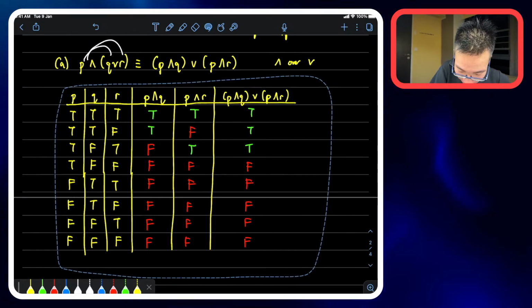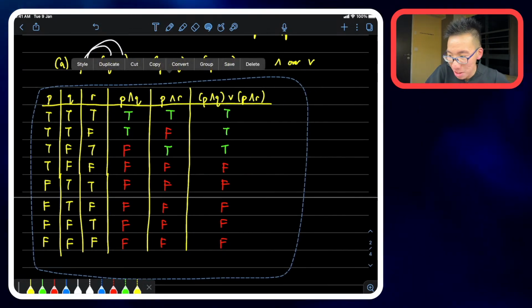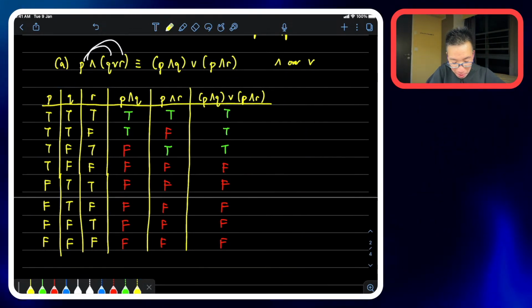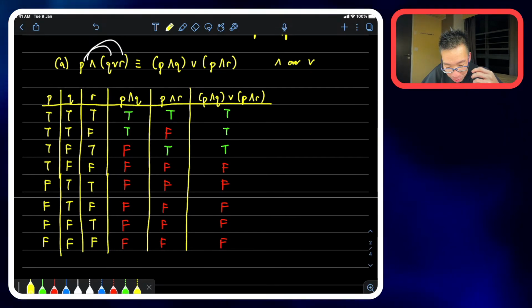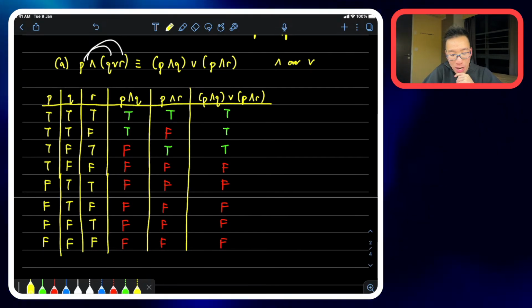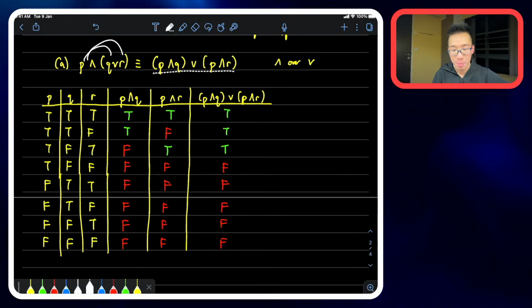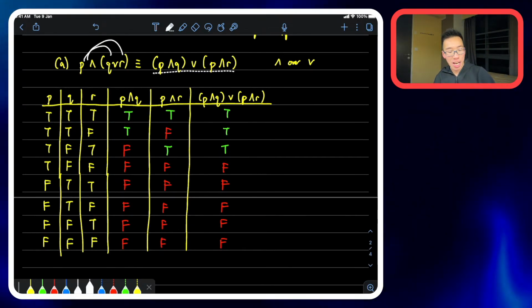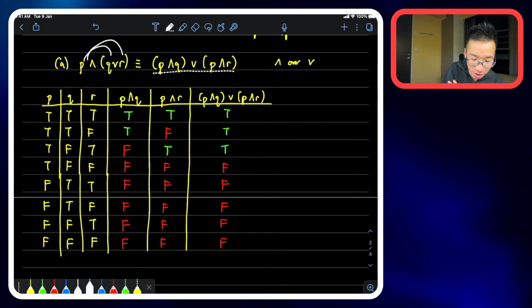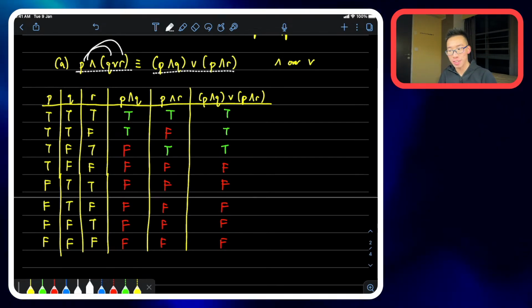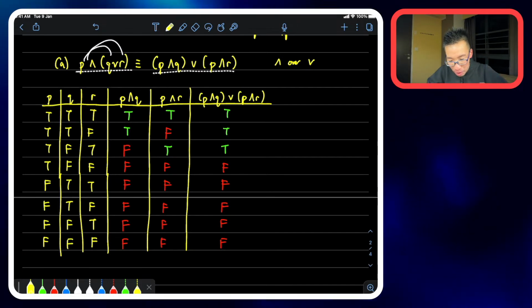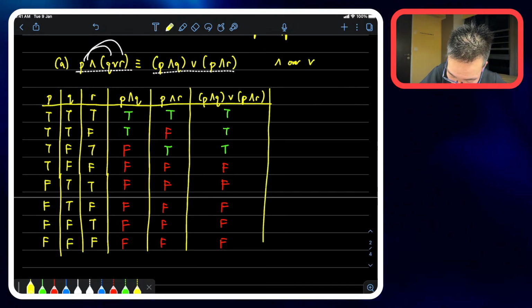And I have not actually answered the question. If you think about it, I've not actually answered the question, and the reason is that I've only checked the possible truth values for this compound expression. I have not checked the truth values of this compound expression. That's going to take a little bit more work. So let's do that.